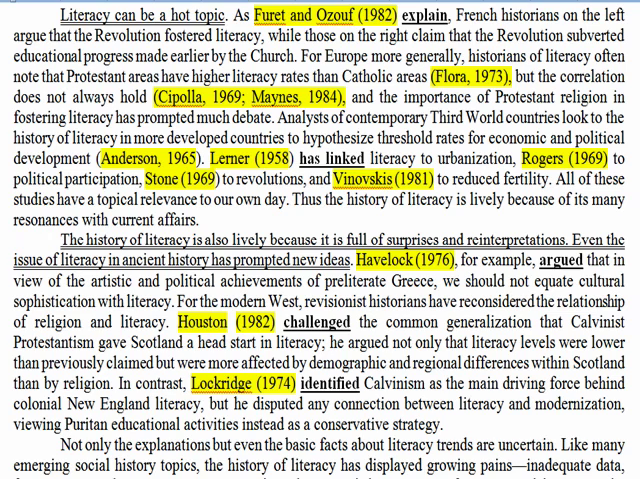Let's take a look at this topic sentence in this paragraph. The writer first starts with, "The history of literacy is also lively because it's full of surprises and reinterpretations." Guess what? We're going to learn about those surprises and reinterpretations. This is what Havlicek had to say in 1976. Houston challenged some idea in 1982. Lockridge identified with some idea in 1974.